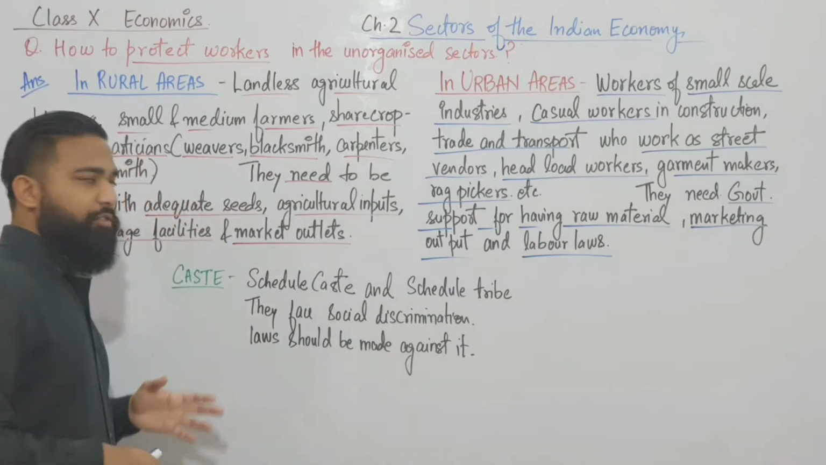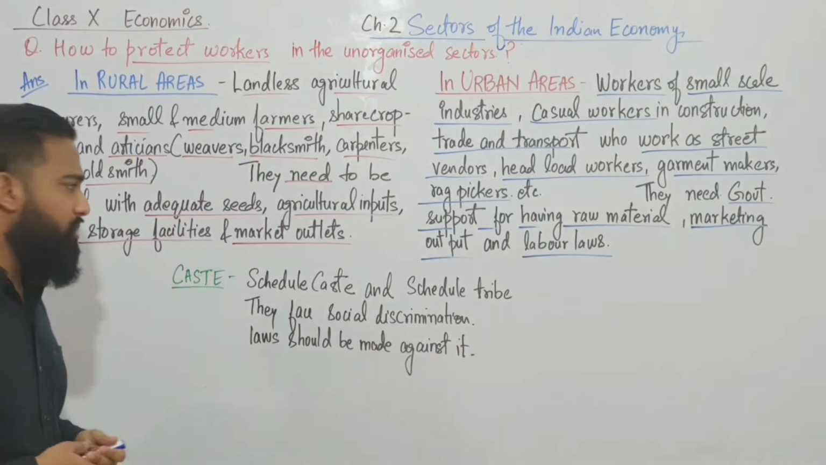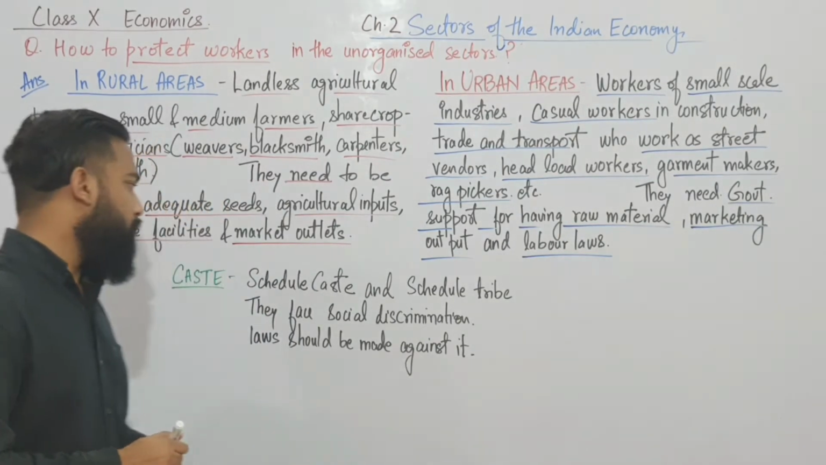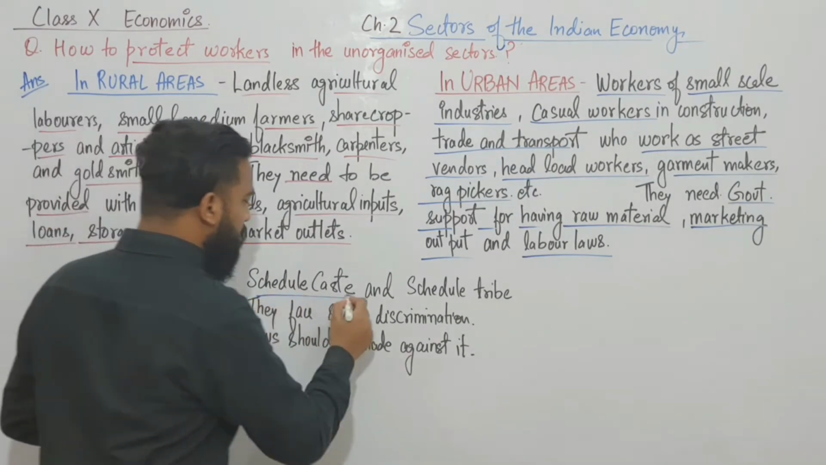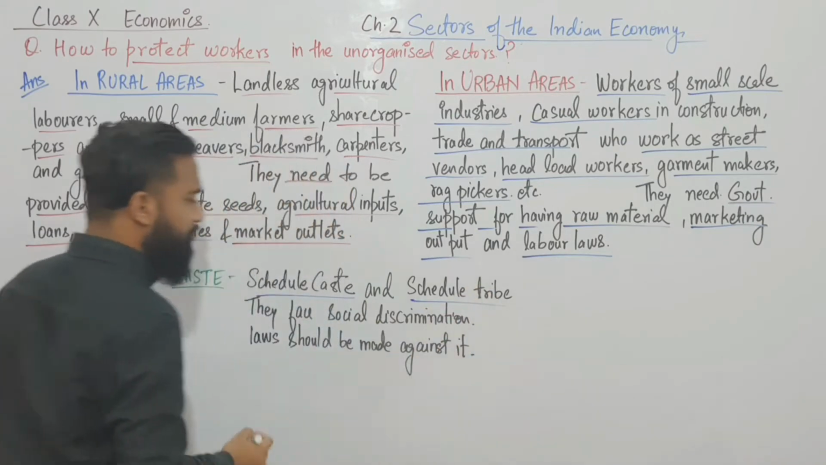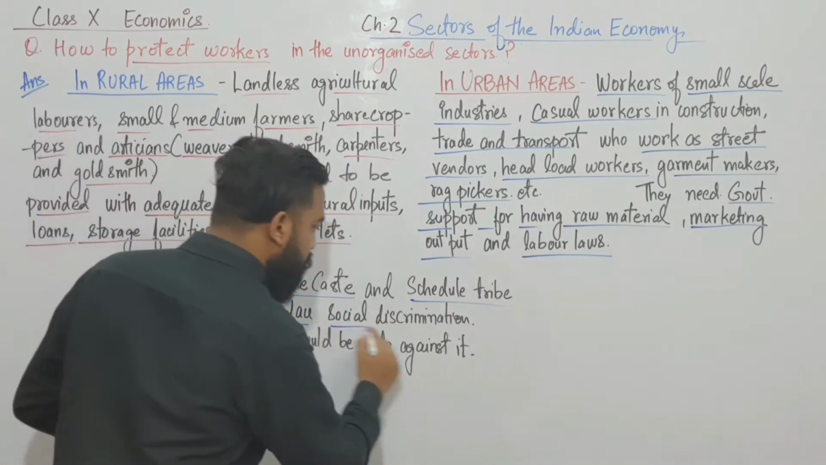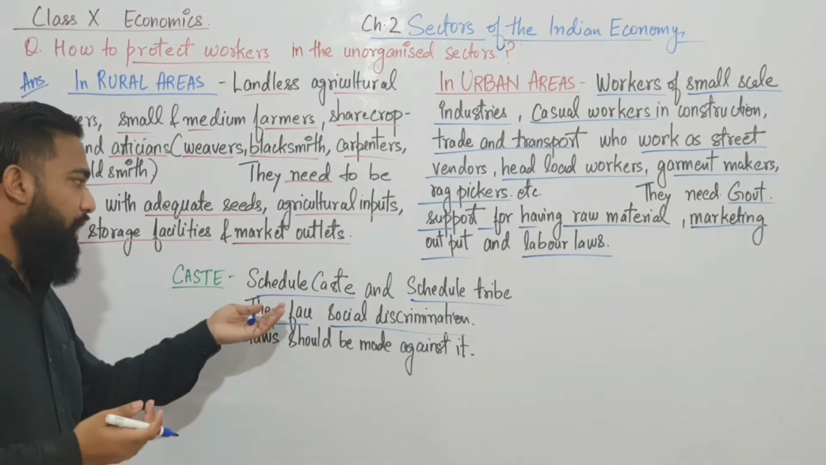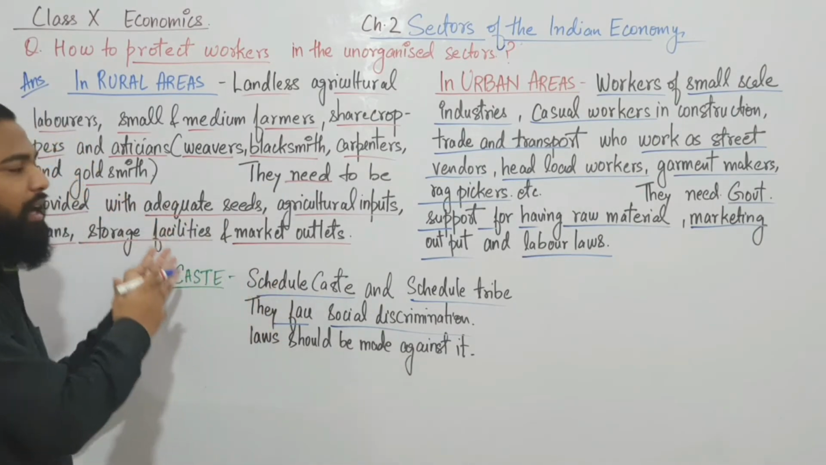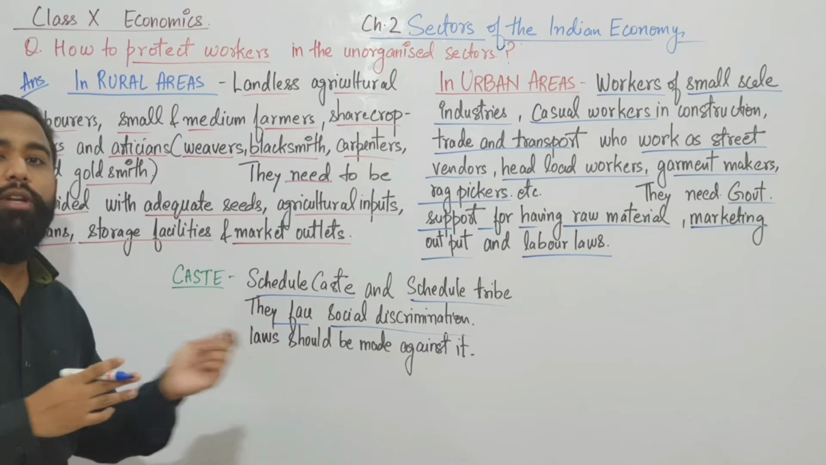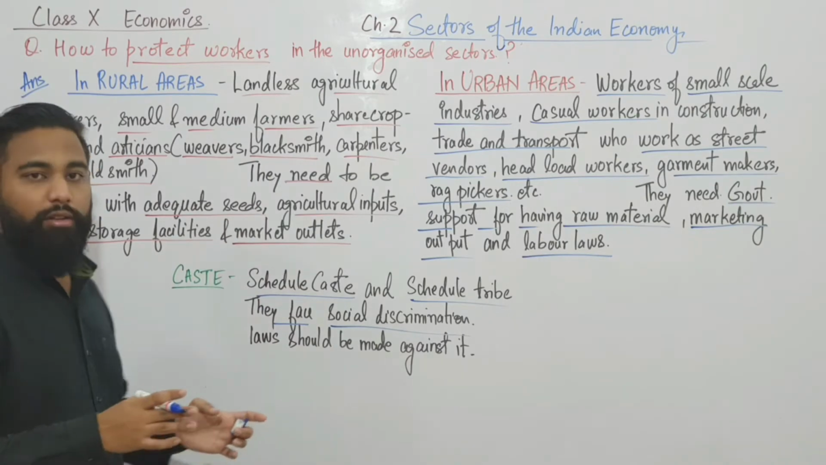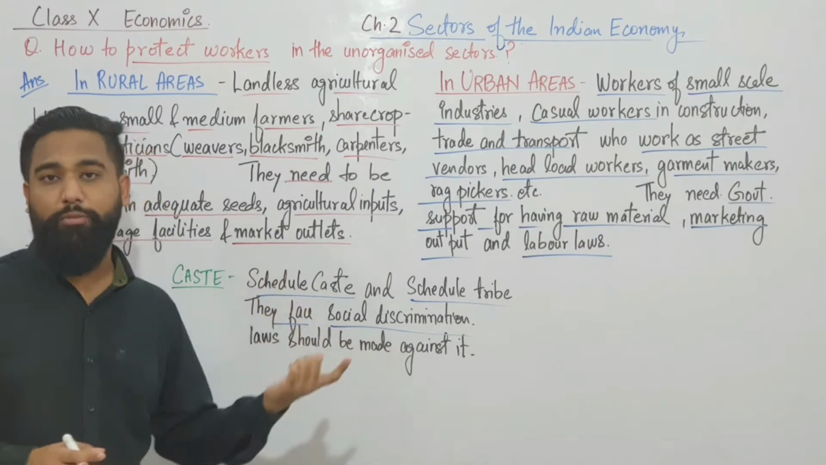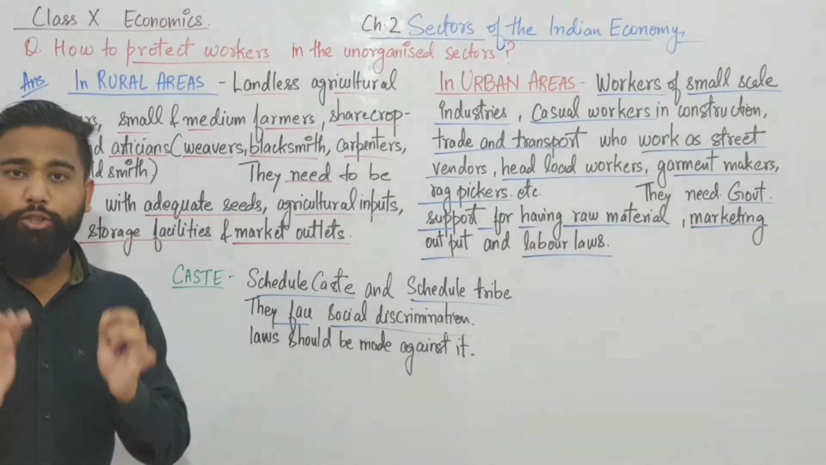Now in India, as we all know, there is a big caste system, and there are certain castes which are discriminated. So in India, scheduled caste and scheduled tribes, basically they face social discrimination. People discriminate. They say that scheduled caste and scheduled tribe are lower than them. So that is wrong. All humans are equal. So they face social discrimination which needs to be stopped.